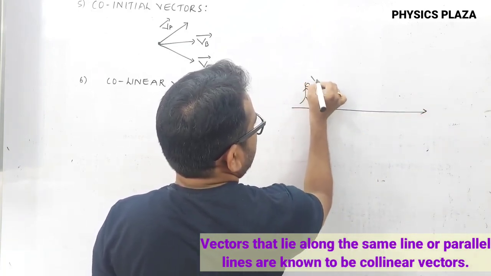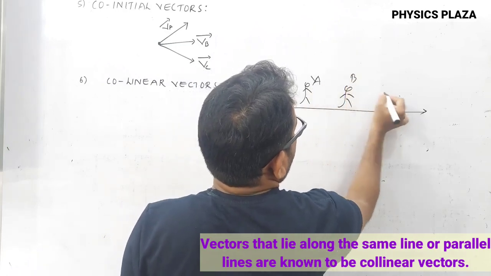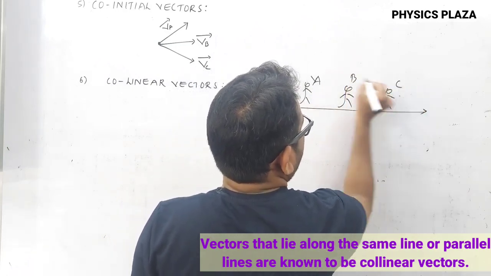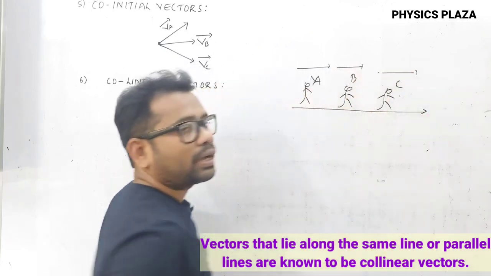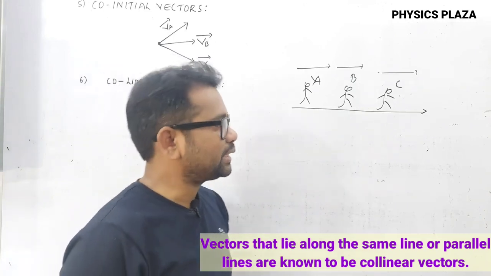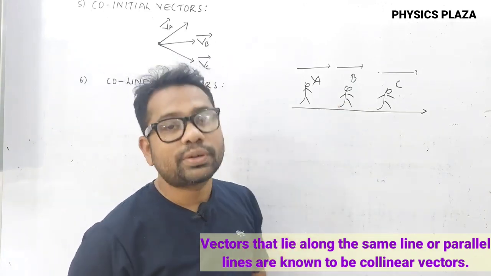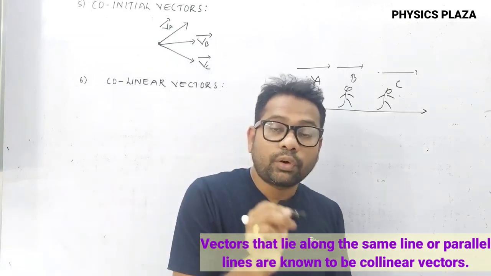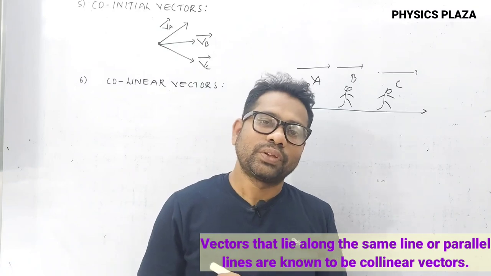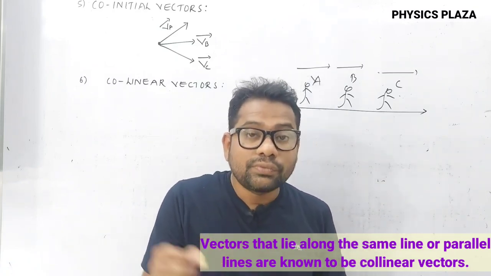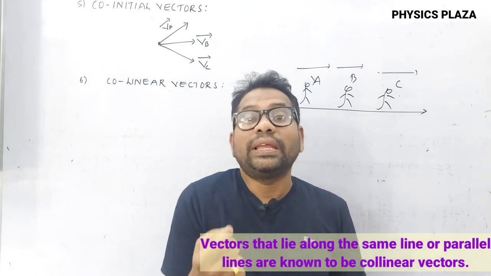Here, let us say person A, one more person B, here person C. These all are running in the same direction along the same path. Now if I want to represent the velocity vectors of these three persons, the vectors should be drawn along the same line. Which means the vectors which are lying along the same line are called collinear.